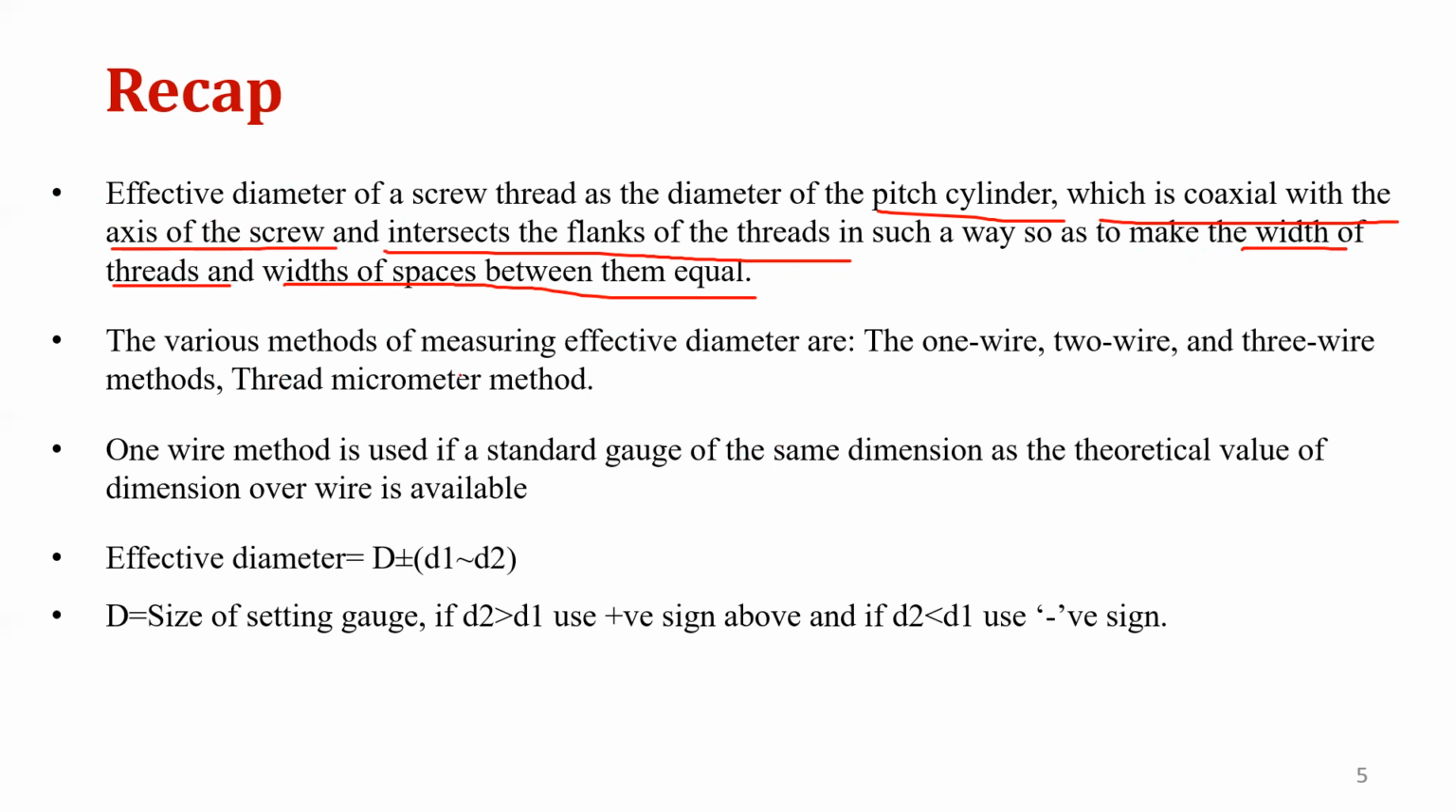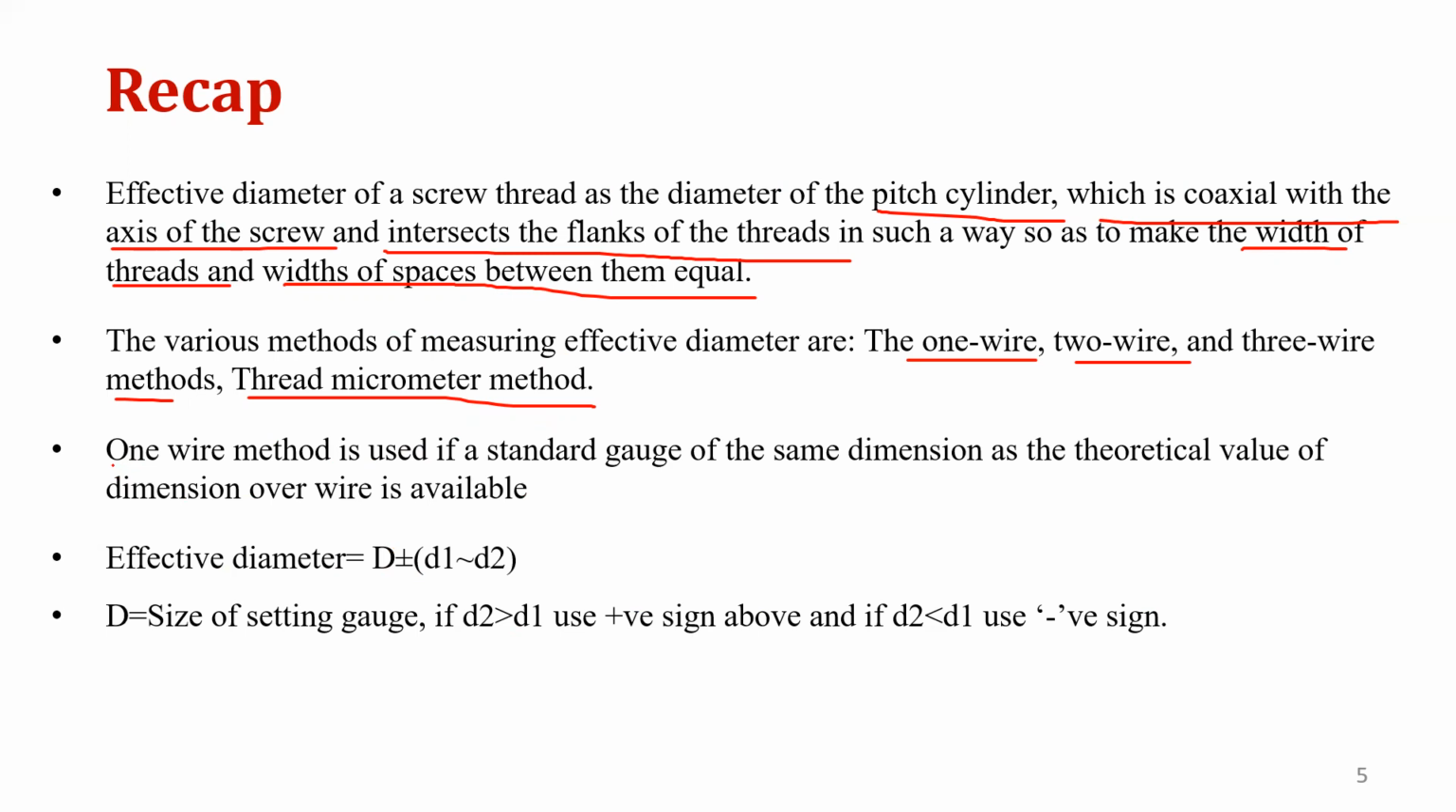We use various methods for measuring the effective diameter: the 1-wire method, 2-wire method, and 3-wire method, and then the thread micrometer method. The thread micrometer will give the direct reading of the effective diameter. In this, we use different sizes of adjustable anvils that depend upon the pitch. So we can choose the adjustable anvils and then directly use them for measurement of the effective diameter.